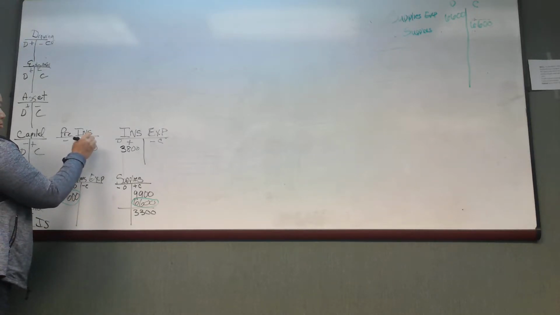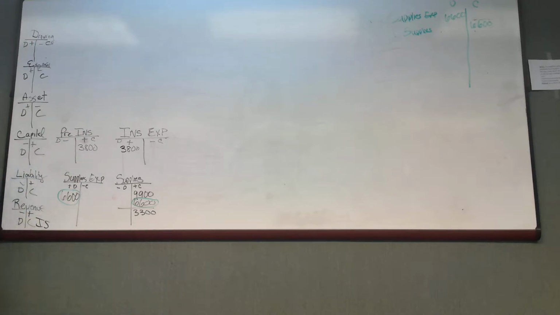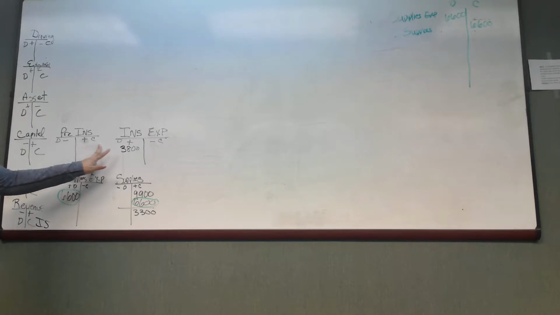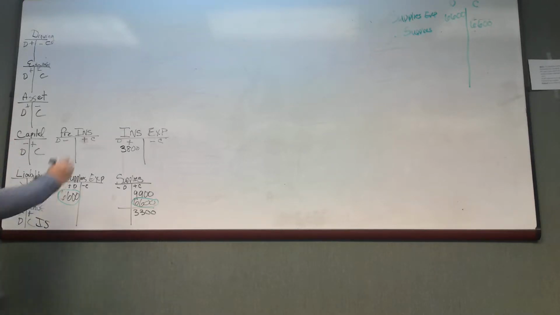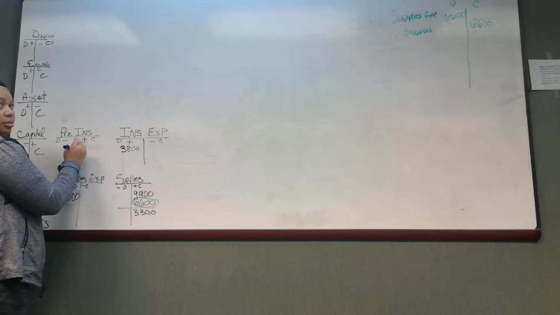By default, the other side has to be $3,800. This is how you know that the minus plus is incorrect, because we're not increasing prepaid insurance. What are we doing to prepaid insurance? We're making it go down, because the balance before was $7,200. I want to put the prepaid account balance on there first. So $7,200 here.